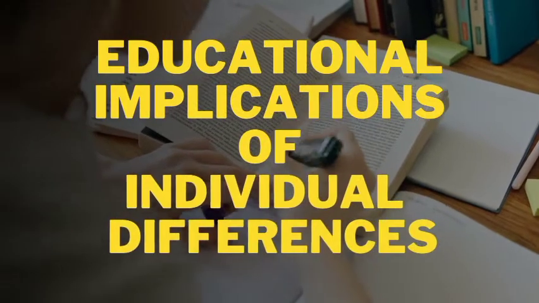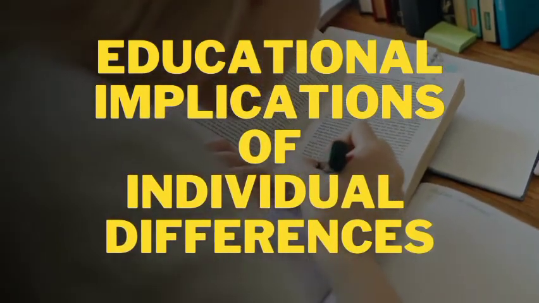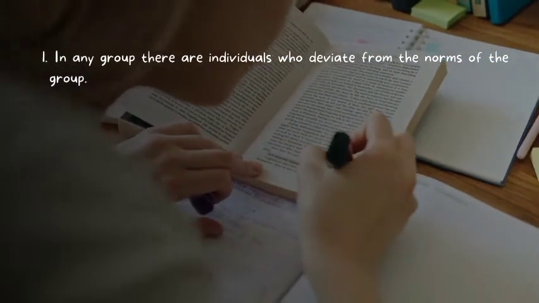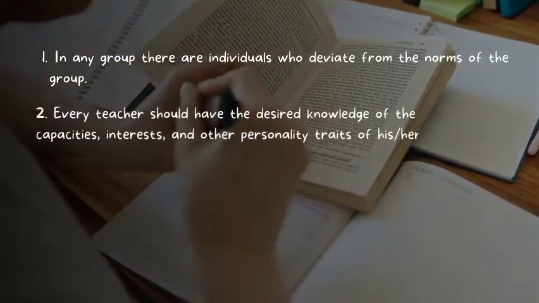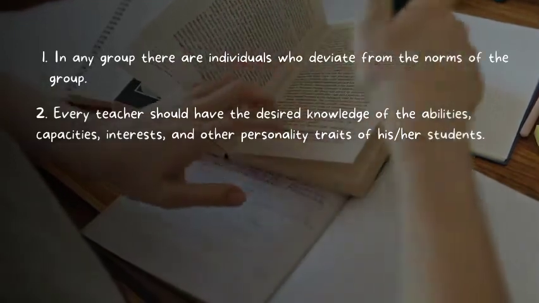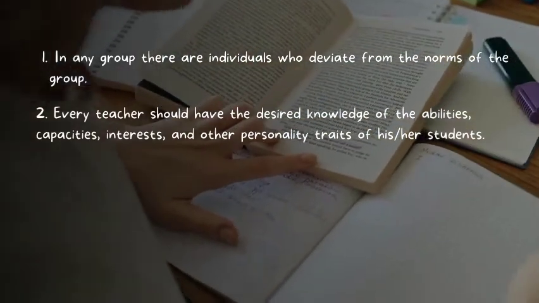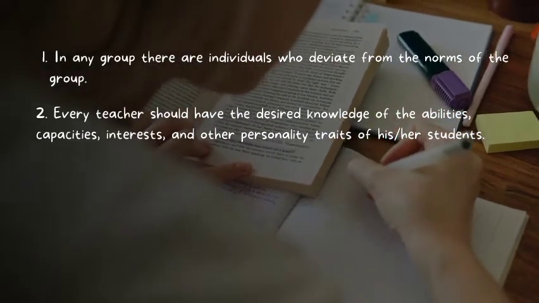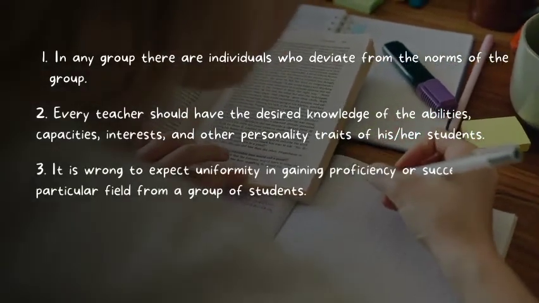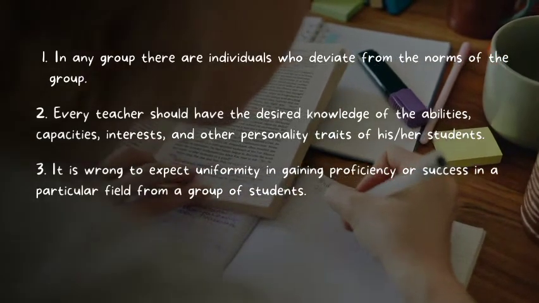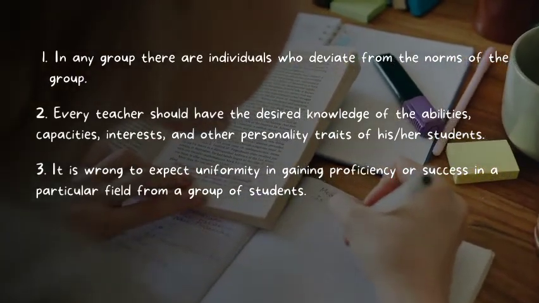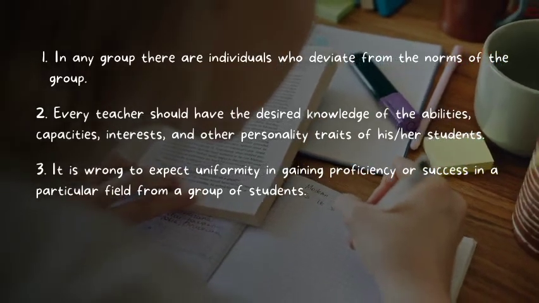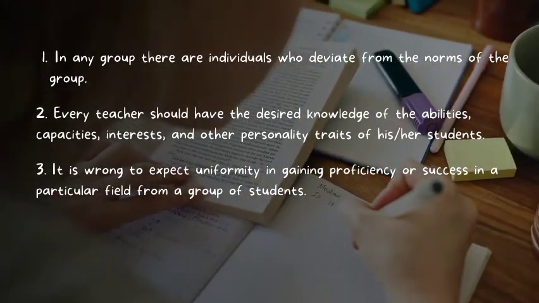Lastly, the educational implications of individual differences. In any group, there are individuals who deviate from the norms of the group. Along with the average, the presence of very superior and extremely dull is equally possible in a class. Every teacher should try to have the desired knowledge of the abilities, capacities, interests, attitudes, aptitudes, and other personality traits of his students, and in the light of this knowledge, should render individual guidance to children for the maximum utilization of their potentialities.